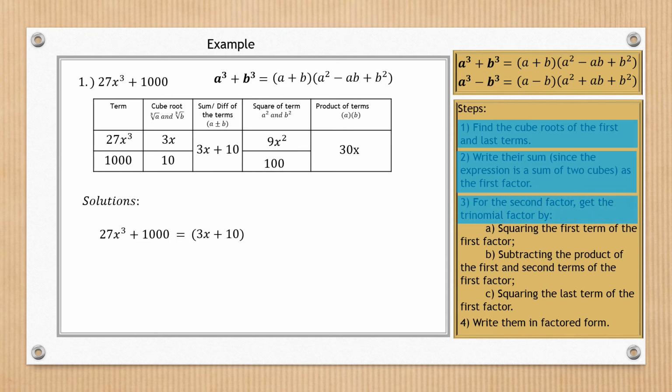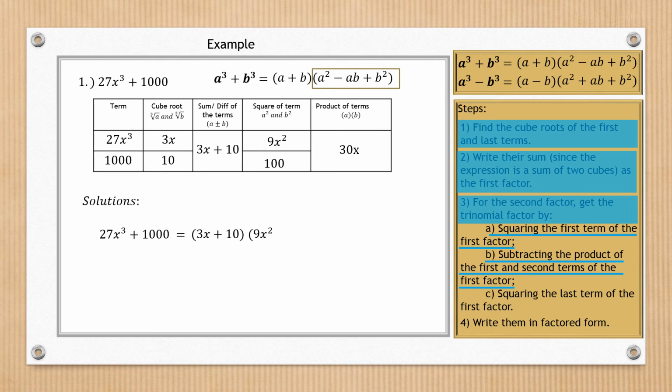For the second factor, get the trinomial factor. So, we have 3 sub-steps. First is, that one, the second factor, class. First is squaring the first term of the first factor. We square it, meaning that is A squared. Where is A squared? That one. So, you write it down. Next.